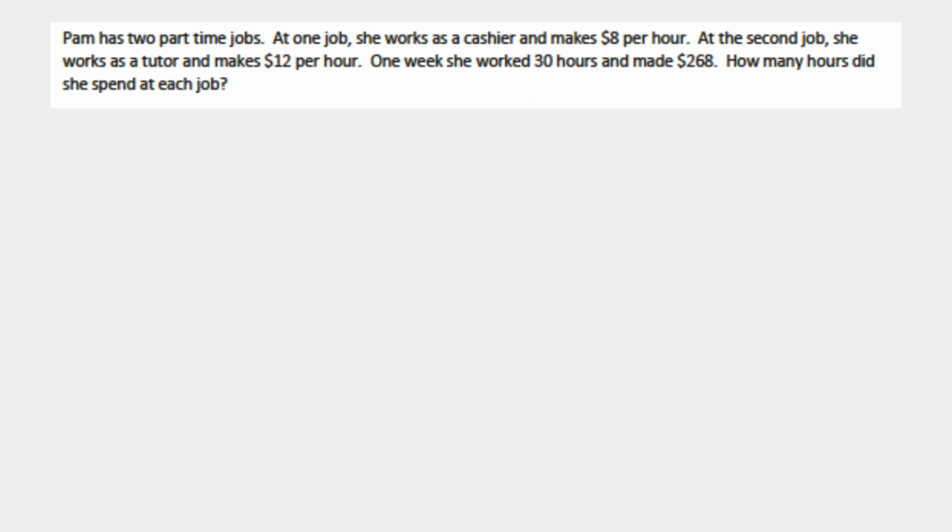But some of the important things here is that Pam has 2 jobs. Cashier gets $8 an hour. Tutor makes $12 an hour. And she works 30 hours, makes $268. How much time at each job?